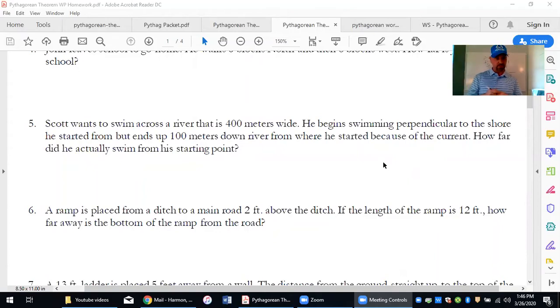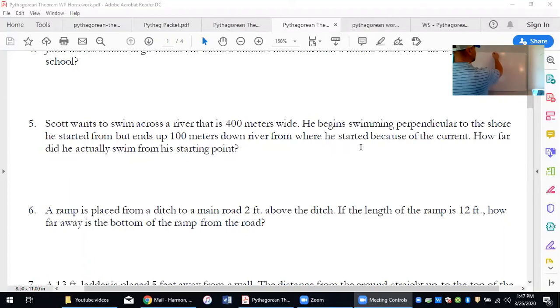So number 5 says, Scott wants to swim across a river that is 400 meters wide. He begins swimming perpendicular to the shore he started from, but ends up 100 meters down the river from where he started because of the current. How far did he actually swim from his starting point? So again, I really need to draw a picture of this situation and figure out what's going on, okay?